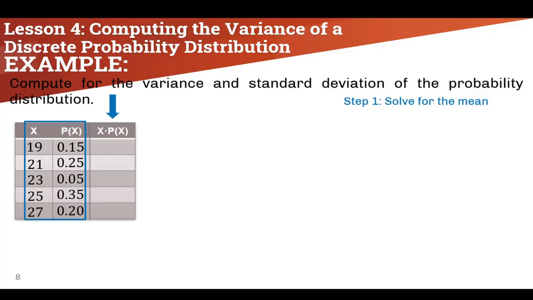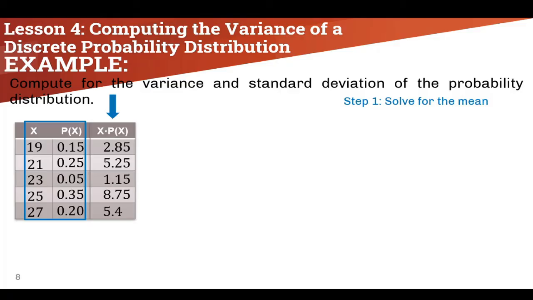Okay. So, start tayo. 19 times 0.15, 2.85. 21 times 0.25. Very good. 5.25. 23 times 0.05. Very good. 1.15. 25 times 0.35. 8.75. 27 times 0.2. Very good. 5.4. So, tapos na ba tayo?